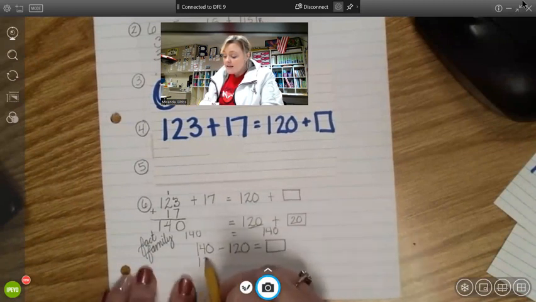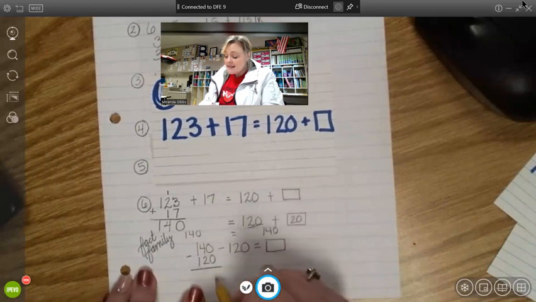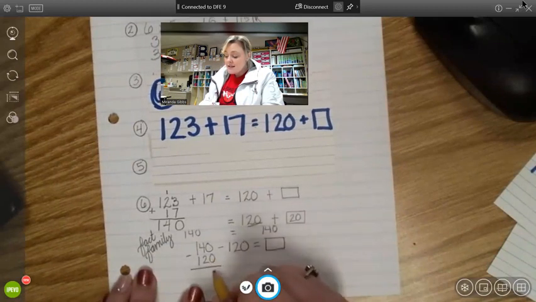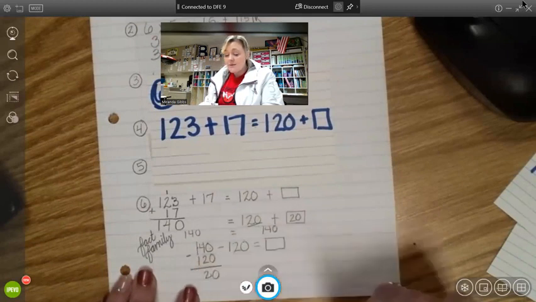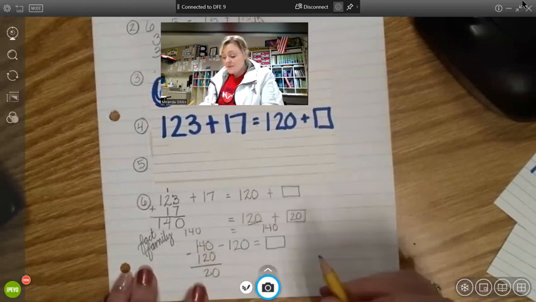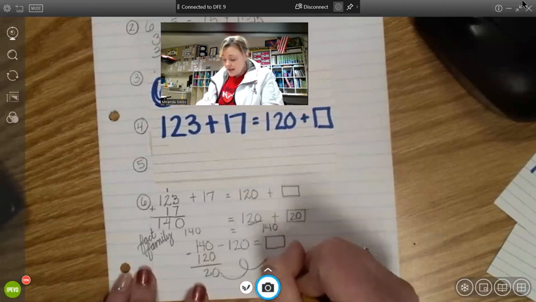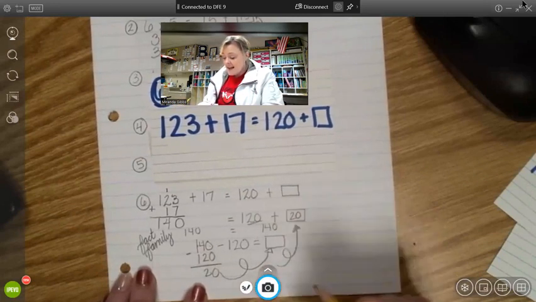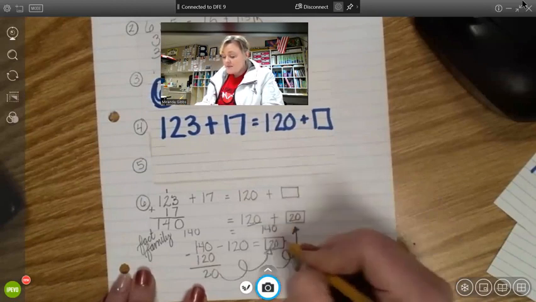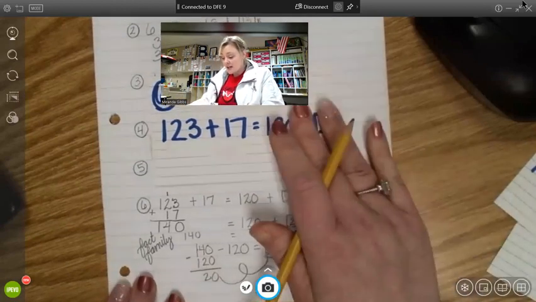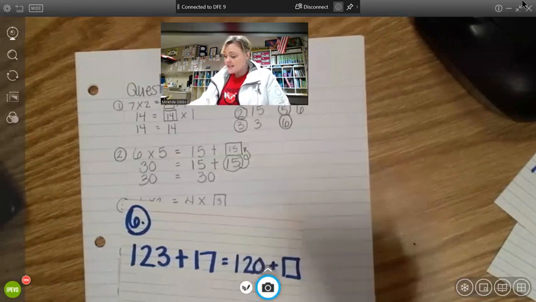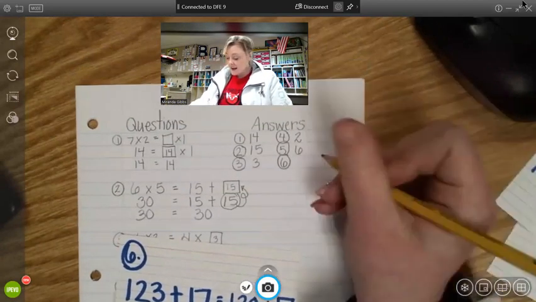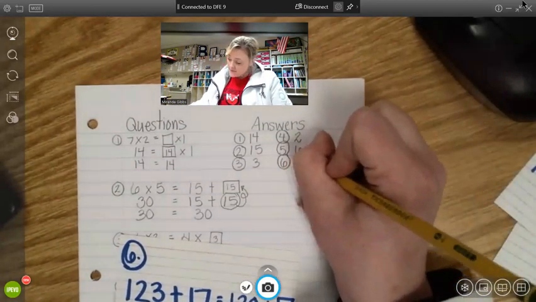But you could stack it just like that. 0 minus 0 is 0. 4 minus 2 is 2. And 1 minus 1 is 0. So the answer is 20. 20 here, 20 here, and 20 is the answer. So we're going to go back up to number 6, and I'm going to write 20.